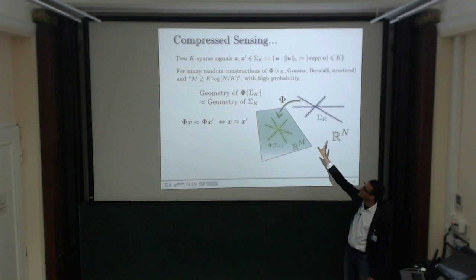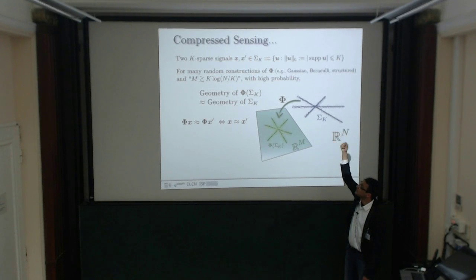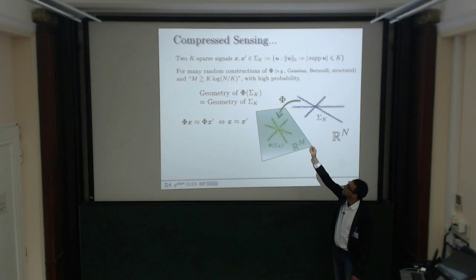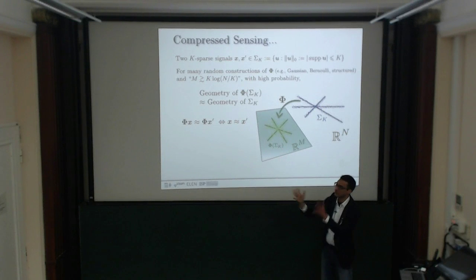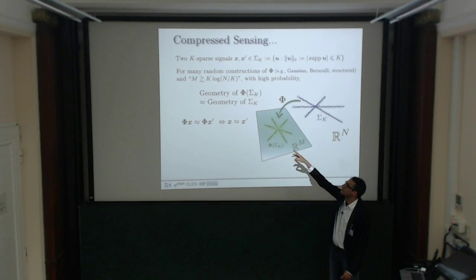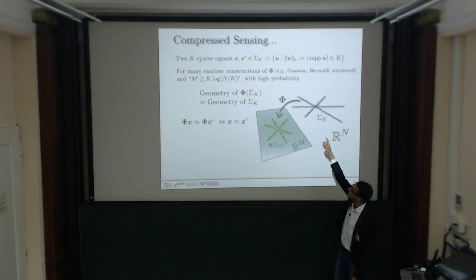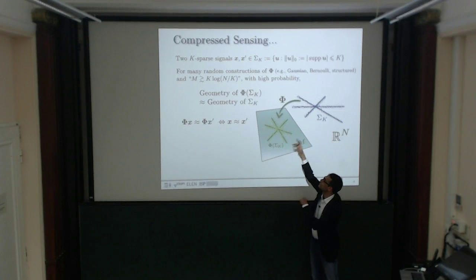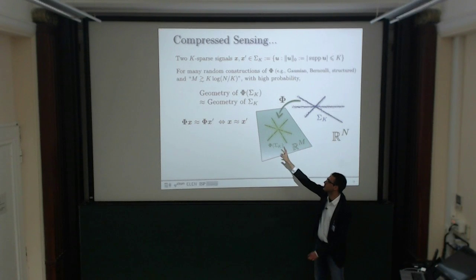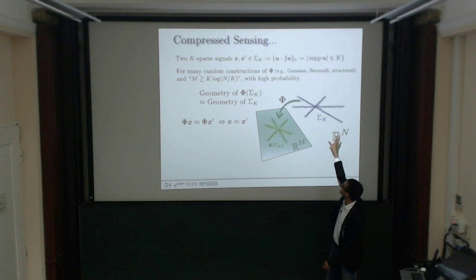You can show that for many random constructions of phi, for example, Gaussian random matrices with IID entries, sub-Gaussian, one case is Bernoulli, or even structured at times, if you take m, so the number of rows, that is increasing with k log(n/k), then with high probability, the geometry of the image of Sigma_k under phi is preserved, which means essentially that if you have, for example, some pairwise distances in Sigma_k, these are preserved up to a distortion in phi Sigma_k.